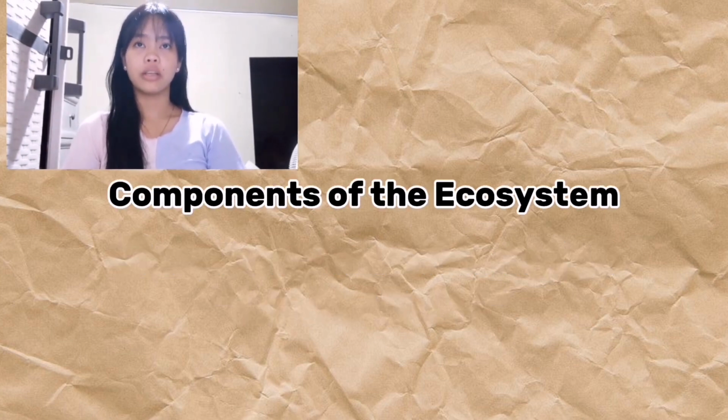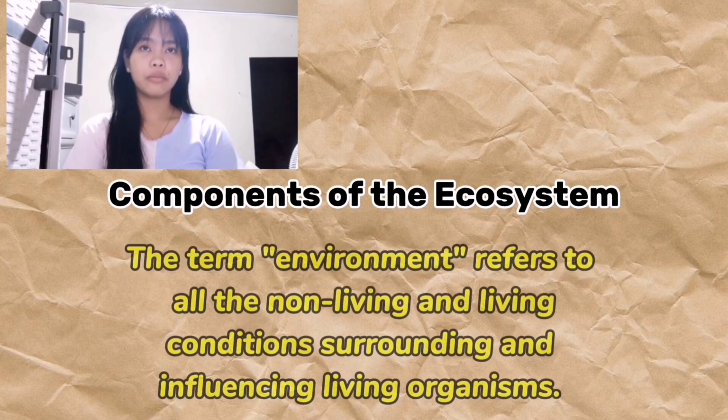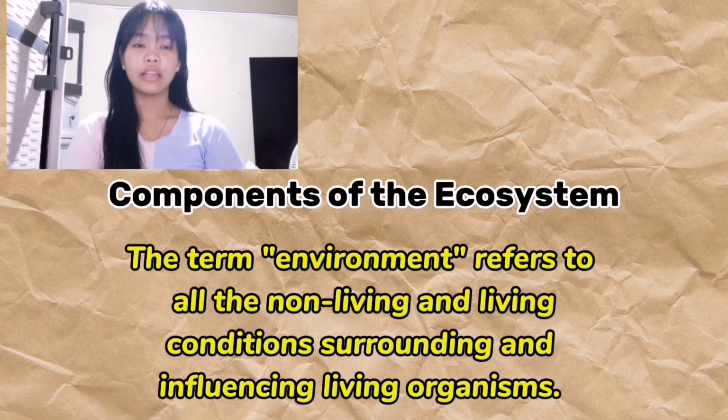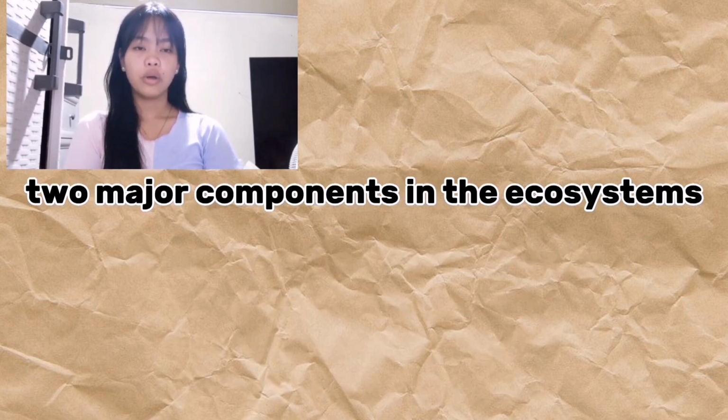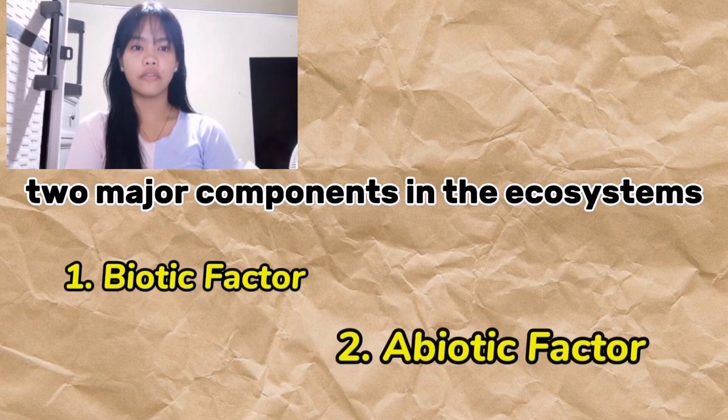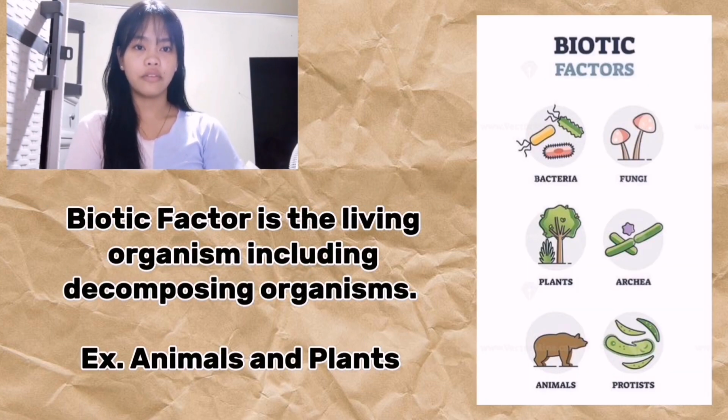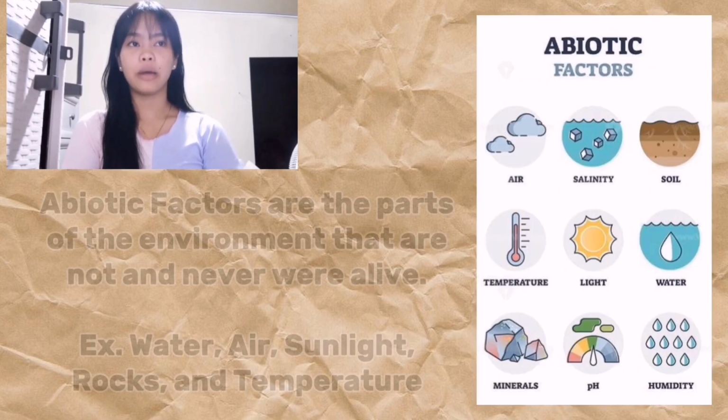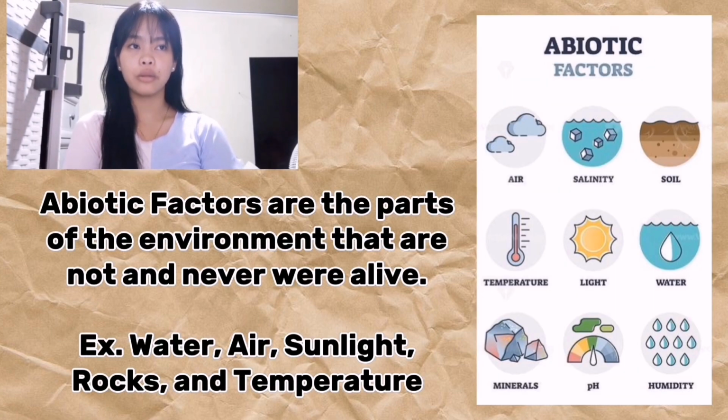We have the components of the ecosystem. The term environment refers to all non-living and living conditions surrounding and influencing living organisms. There are two major components in the ecosystem: the biotic factor and abiotic factor. Biotic factors are the living organisms, including decomposing organisms. Examples are the animals and the plants. Abiotic factors are the parts of the environment that are not and never were alive. For example, water, air, and sunlight. We also have the rocks and the temperature of the earth.